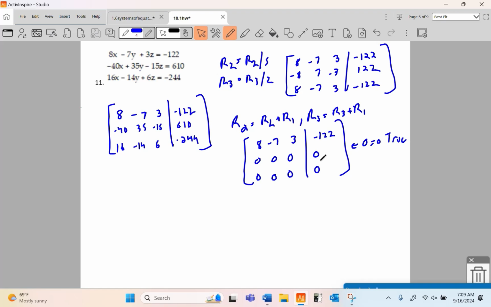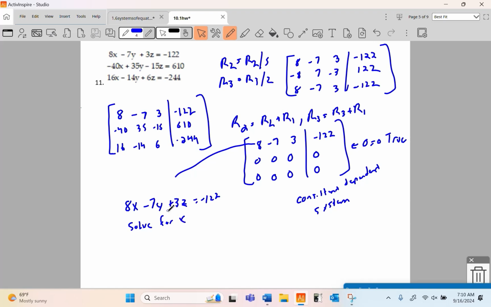All right, so this is a unique system. This is a consistent dependent system. So I'm going to pick a variable and I'm going to solve for it. I'm going to take this guy right here. And I'm going to solve it for x. So I'm going to take everything else and move it to the right. I'm going to divide by 8.